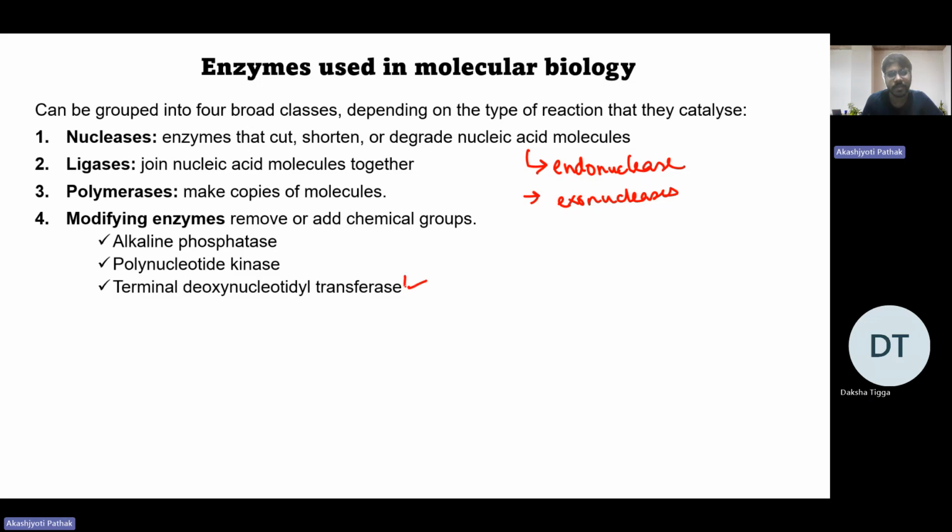We learned about this enzyme in the last session. So this terminal deoxynucleotidyl transferase, in which method was it used? Anyone? Do you remember? So this was basically used to remove the nucleotides from the 3' end of an oligonucleotide. So if one wants to remove the nucleotides from the 3' end of an oligonucleotide, then this enzyme can be used. Okay, so let's quickly revise the function of these enzymes one by one.